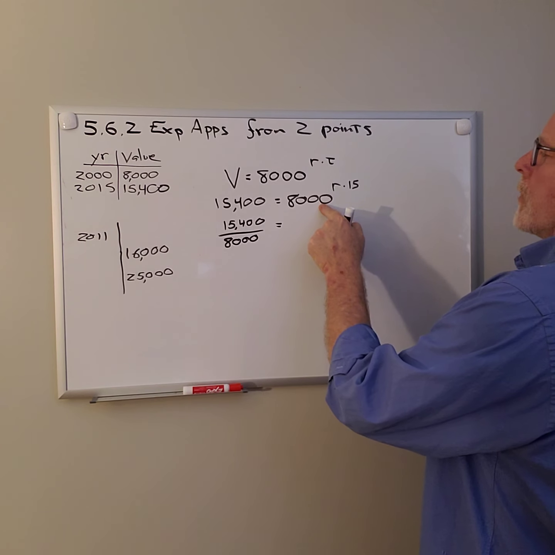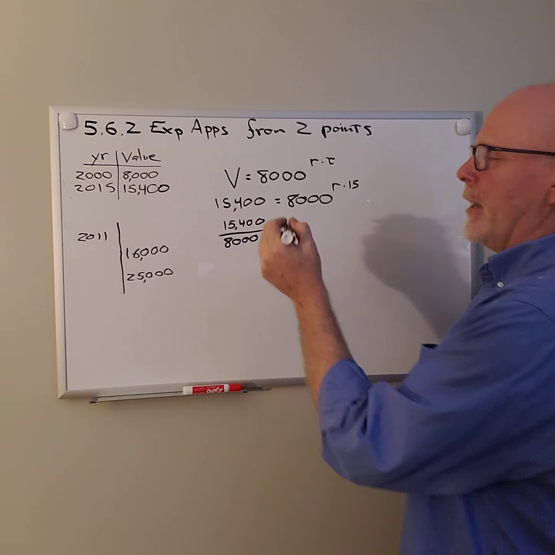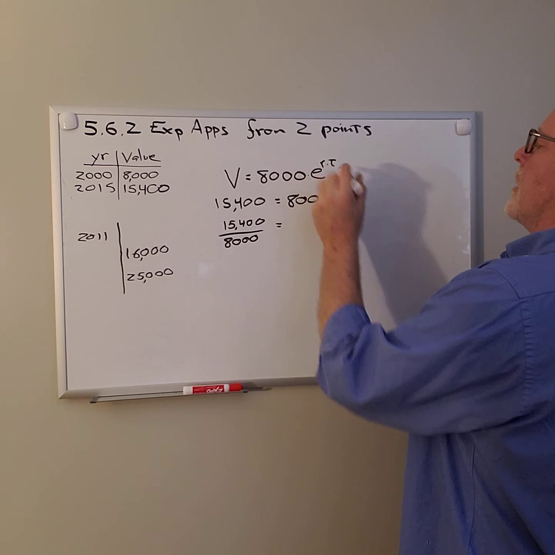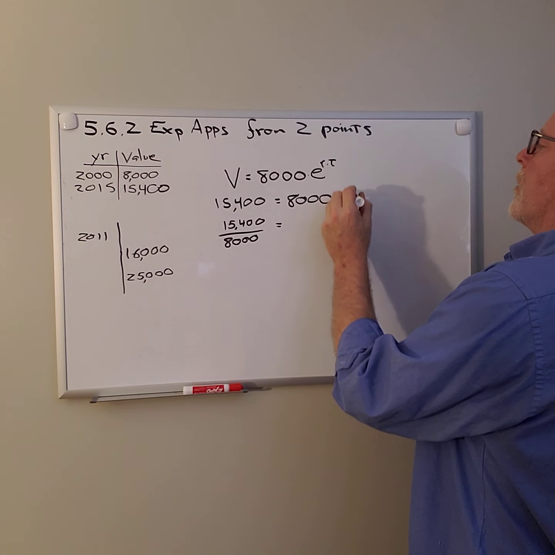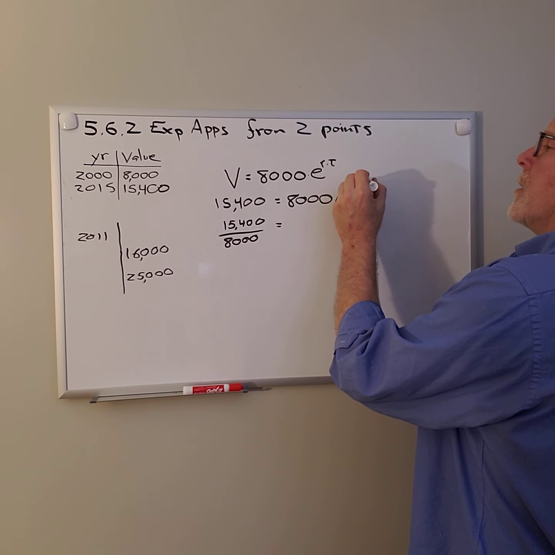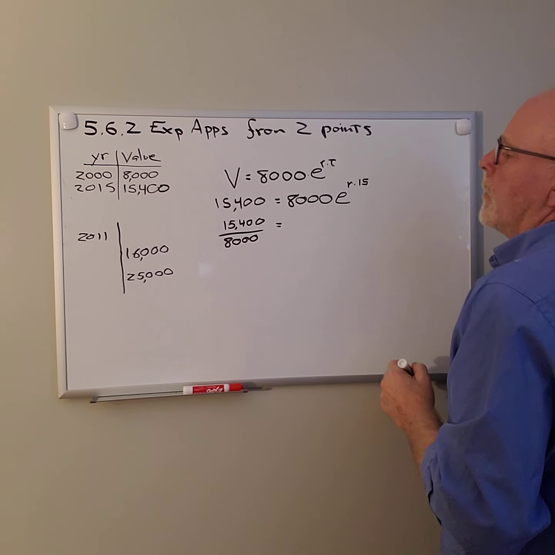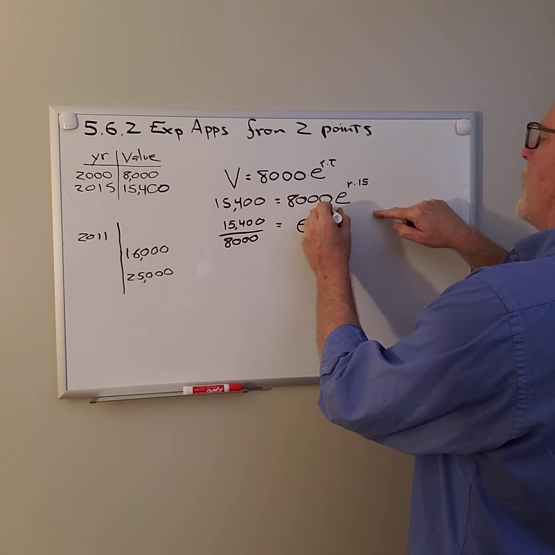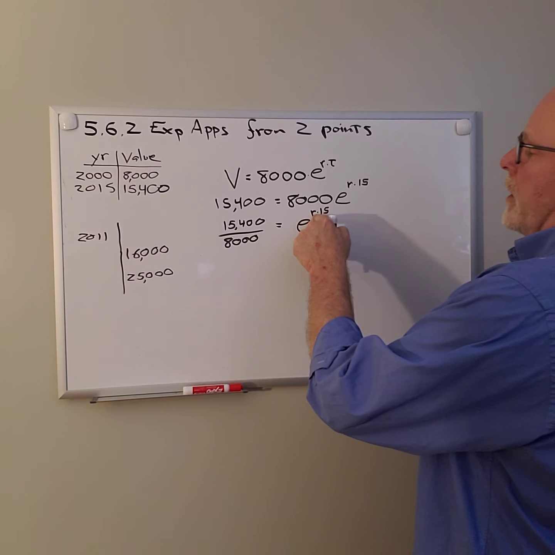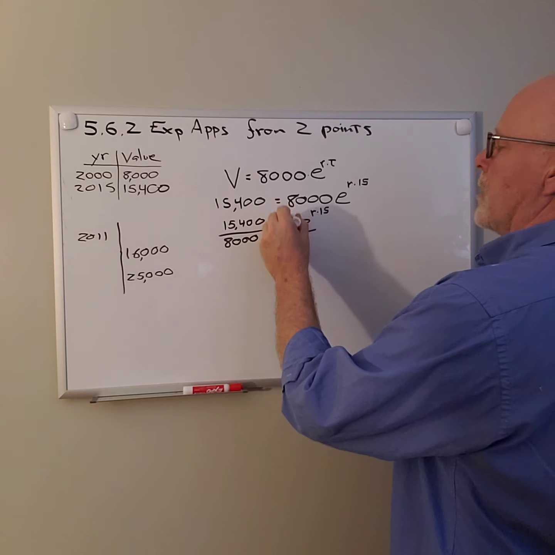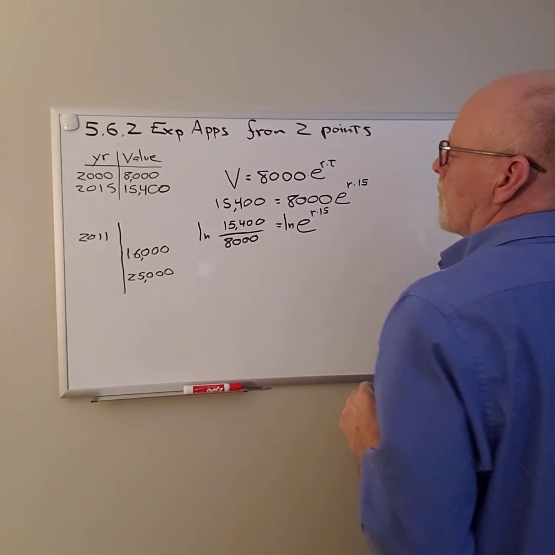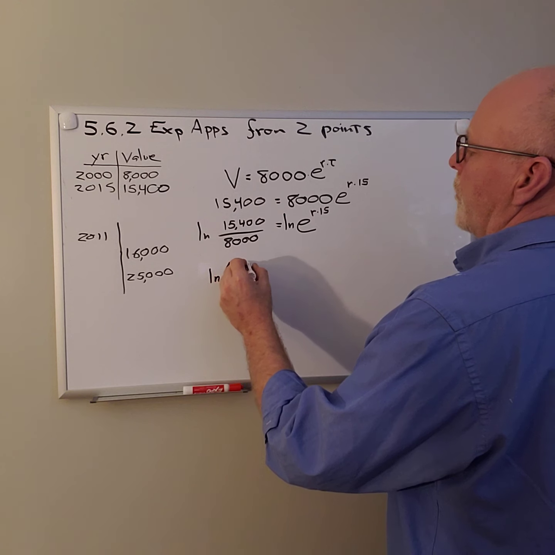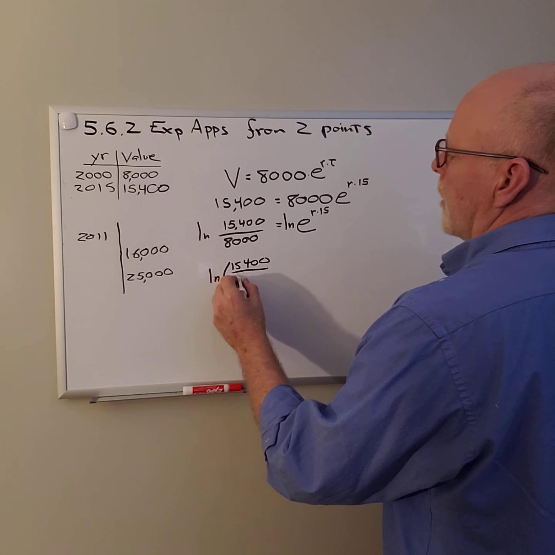I left the E out of the whole thing. I'm sorry. This is 8,000 times E to the R times T. So this is 8,000 times E to the R times 15. When we divide both sides by 8,000, we're left with E to the R times 15 there. We need to get that out of the exponent, so we're going to do the natural log of both sides. That's going to give us the natural log of 15,400 divided by 8,000.